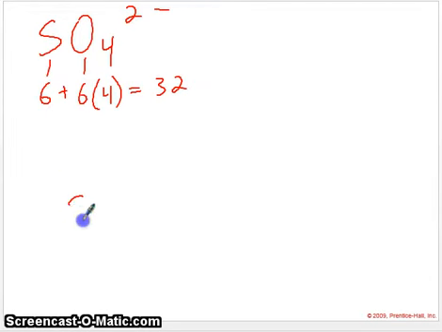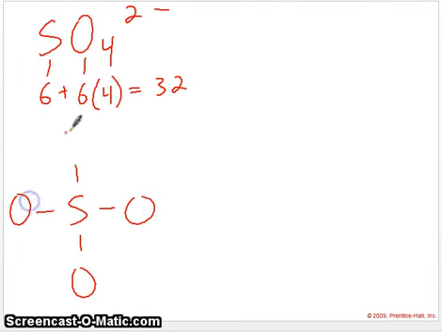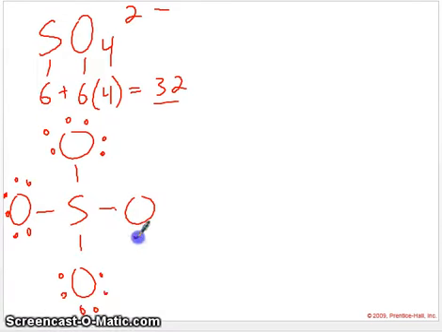We'll put sulfur in the middle with the 4 oxygens arranged around the outside, and then start adding electrons around the outside until we get to 32. So we have, so far we have 8, 2, 4, 6, 8, 10, 12, 14, 16, 18, 20, 22, 24, 26, 28, 30, and 32. And this one actually is complete. Every element has 8. If you analyze it, we are good.